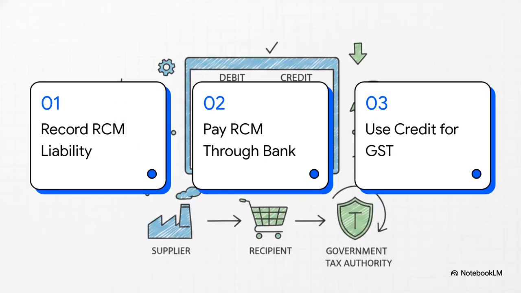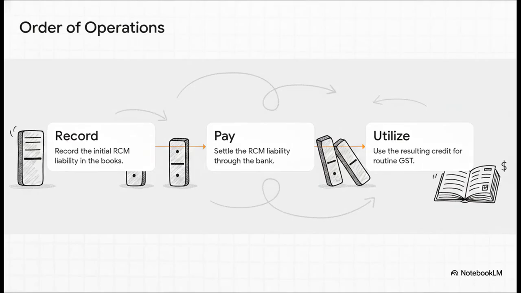To navigate this smoothly, we're going to follow a strict three-part agenda. First, recording the RCM liability. Second, paying that RCM through the bank. And third, using that credit for routine GST. Now, I want you to think of these three steps as a sequence of dominoes. One entry perfectly sets up the next. If you knock the first one down correctly, the second and third are going to fall into place exactly as they should. It's really all about the order of operations here. You literally cannot jump to step 3 without successfully executing steps 1 and 2 first. So let's start setting up our dominoes, shall we?